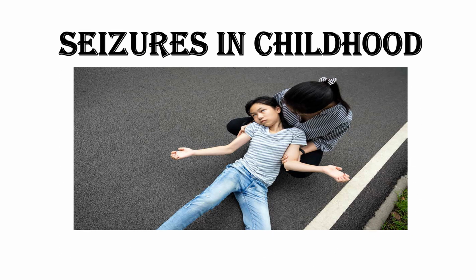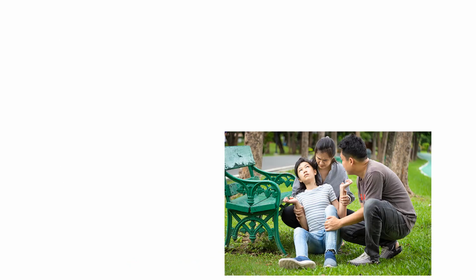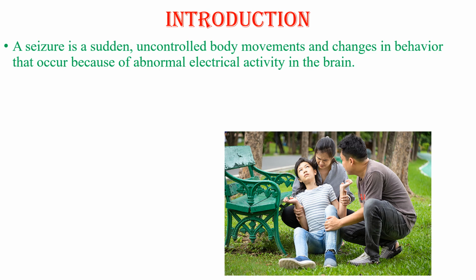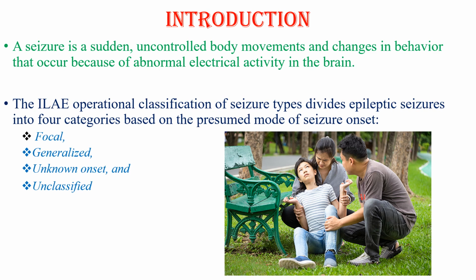Seizure in childhood. A seizure is a sudden, uncontrolled body movement and change in behavior that occurs because of abnormal electrical activity in the brain. The International League Against Epilepsy operational classification of seizure types divides epileptic seizures into 4 categories based on the presumed mode of seizure onset.